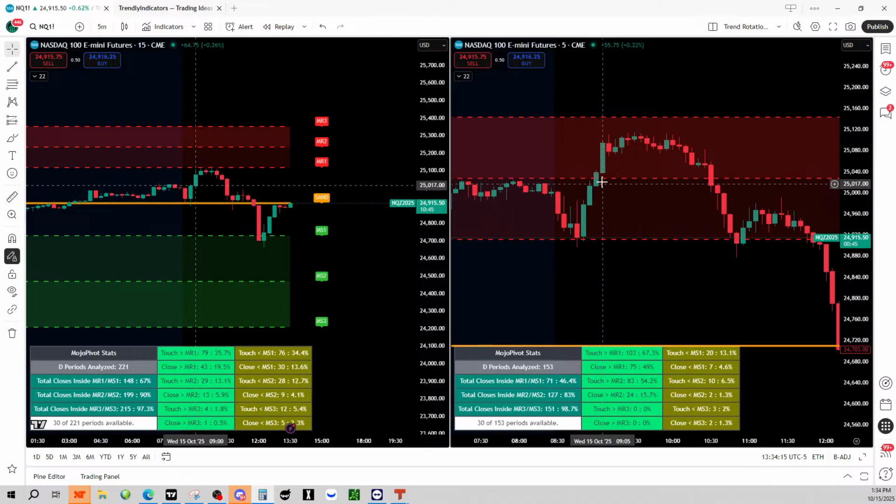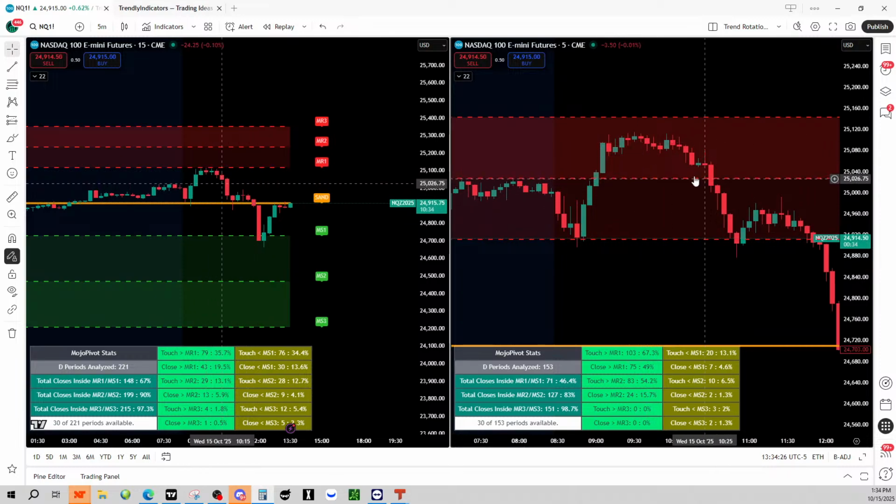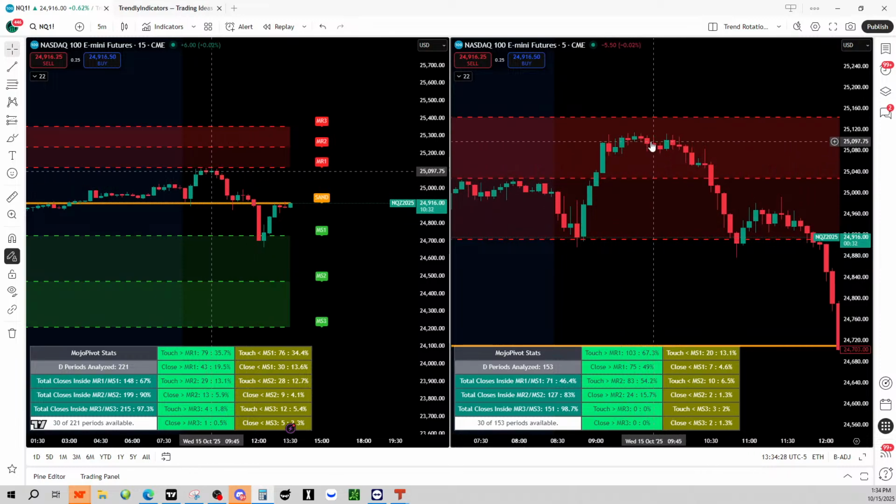No breach of the previous candle high, low. No breach of the previous candle low here. No breach of the previous candle low here. No breach right here. No breach, no breach, no breach. Bam, right there. I'm out. You see that? That's how I trail.